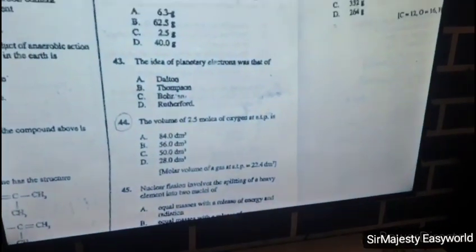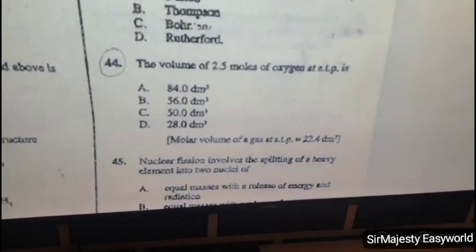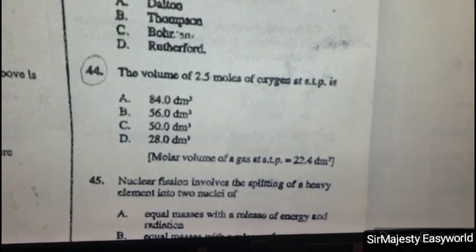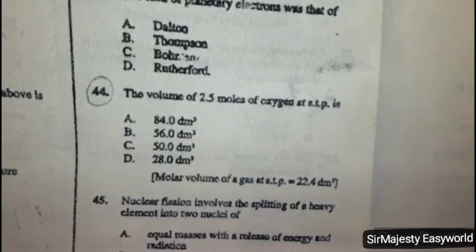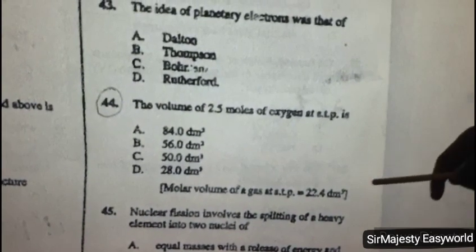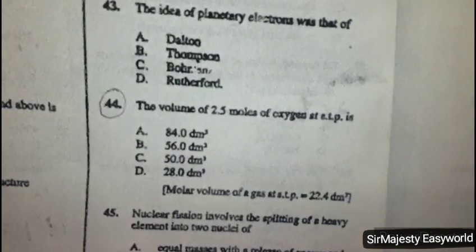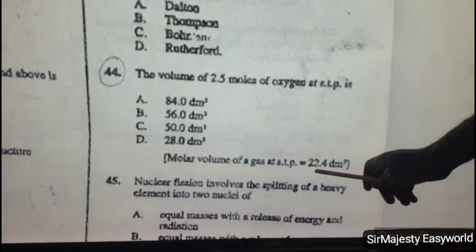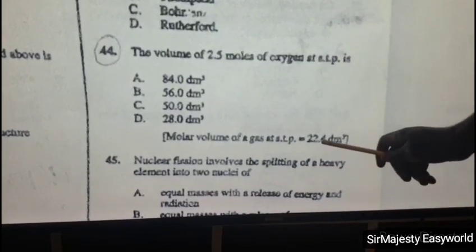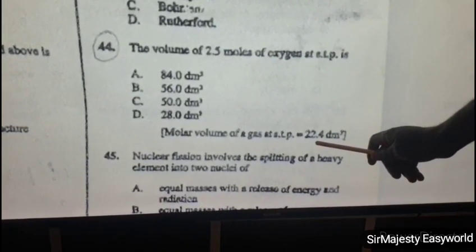So let's see this 44. You can easily answer this one without wasting time using the multiplication factor or the division factor. The volume of 2.5 moles of oxygen at STP is what? It's a very simple thing. 2.5 moles. Remember, the molar volume of a gas in that case is 22.4. It means that 1 mole of oxygen will give you 22.4. So this was multiplied by 2.5, you also multiply this by 2.5.